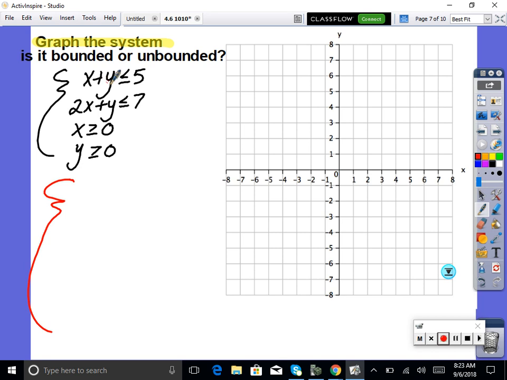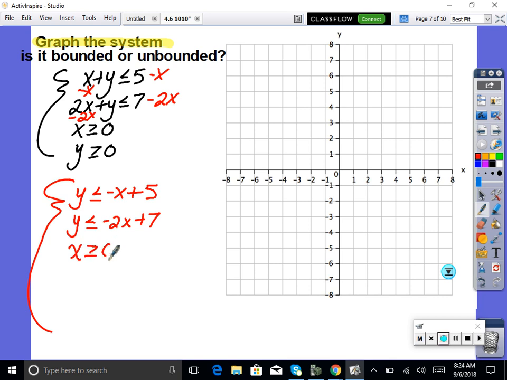So we would get it in mx plus b form, subtract x, y value is less than or equal to negative x plus 5. Is everybody good with that? Get y alone, subtract 2x, y value is less than or equal to negative 2x plus 7. Then we only can have our x values greater than or equal to 0, and our y values must also be greater than or equal to 0. So let's graph this top one. Y-intercept of 5, and then a slope of negative 1.